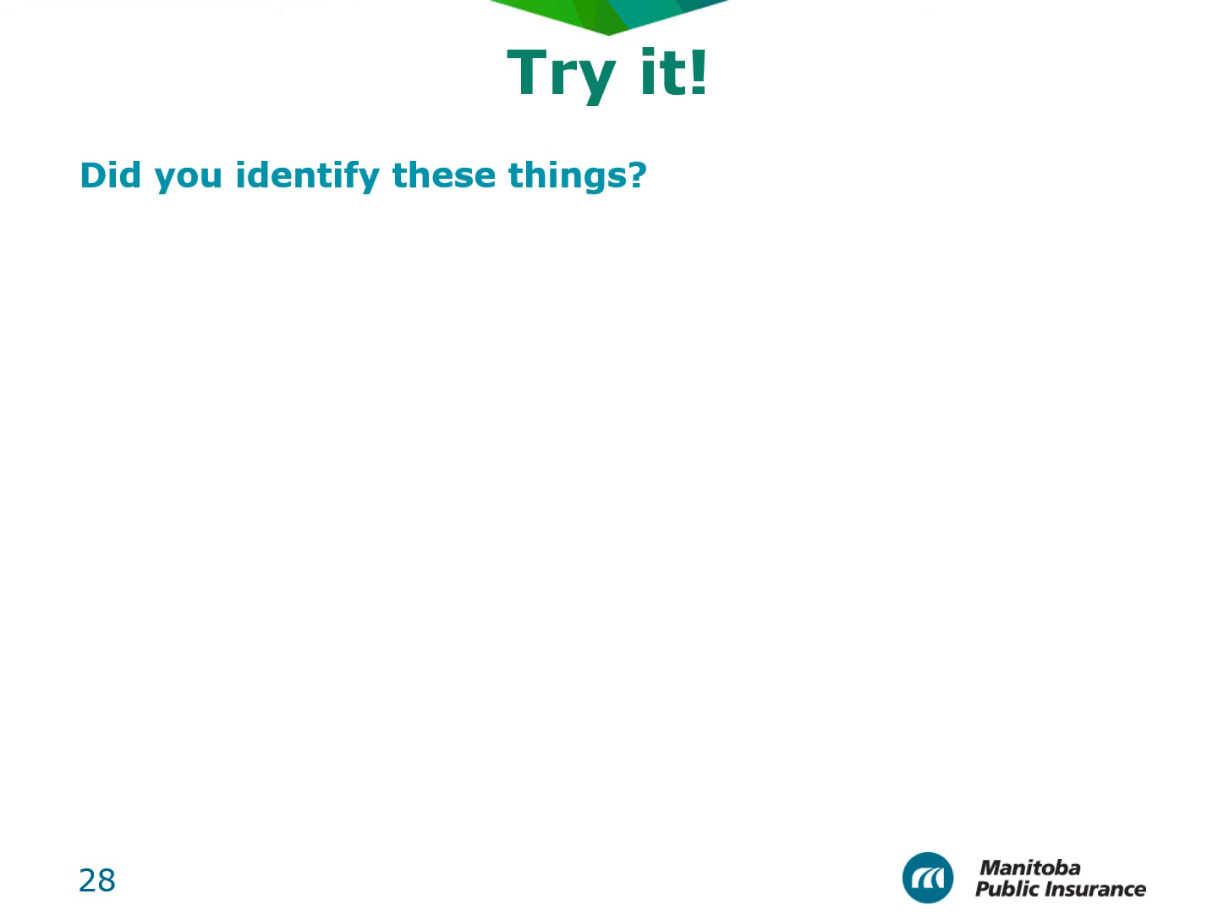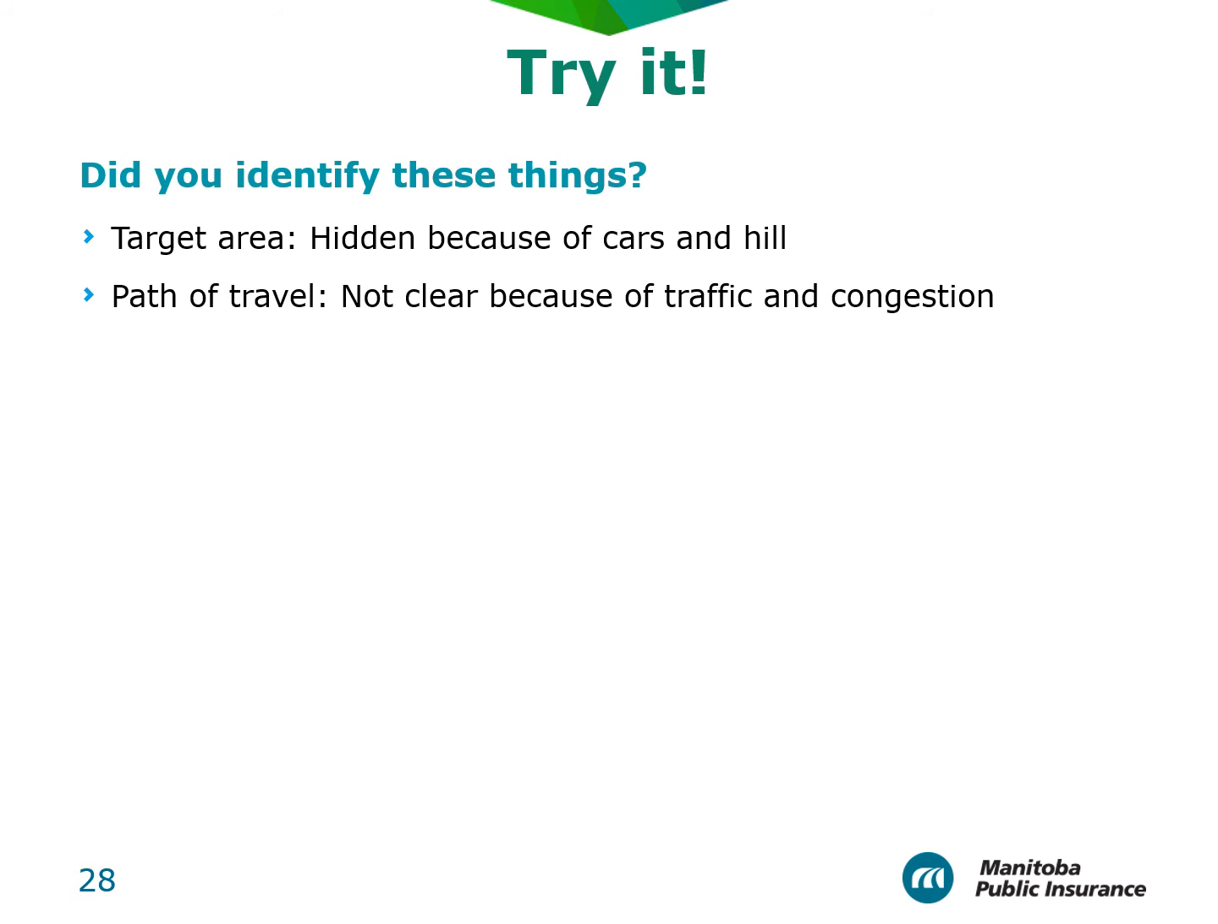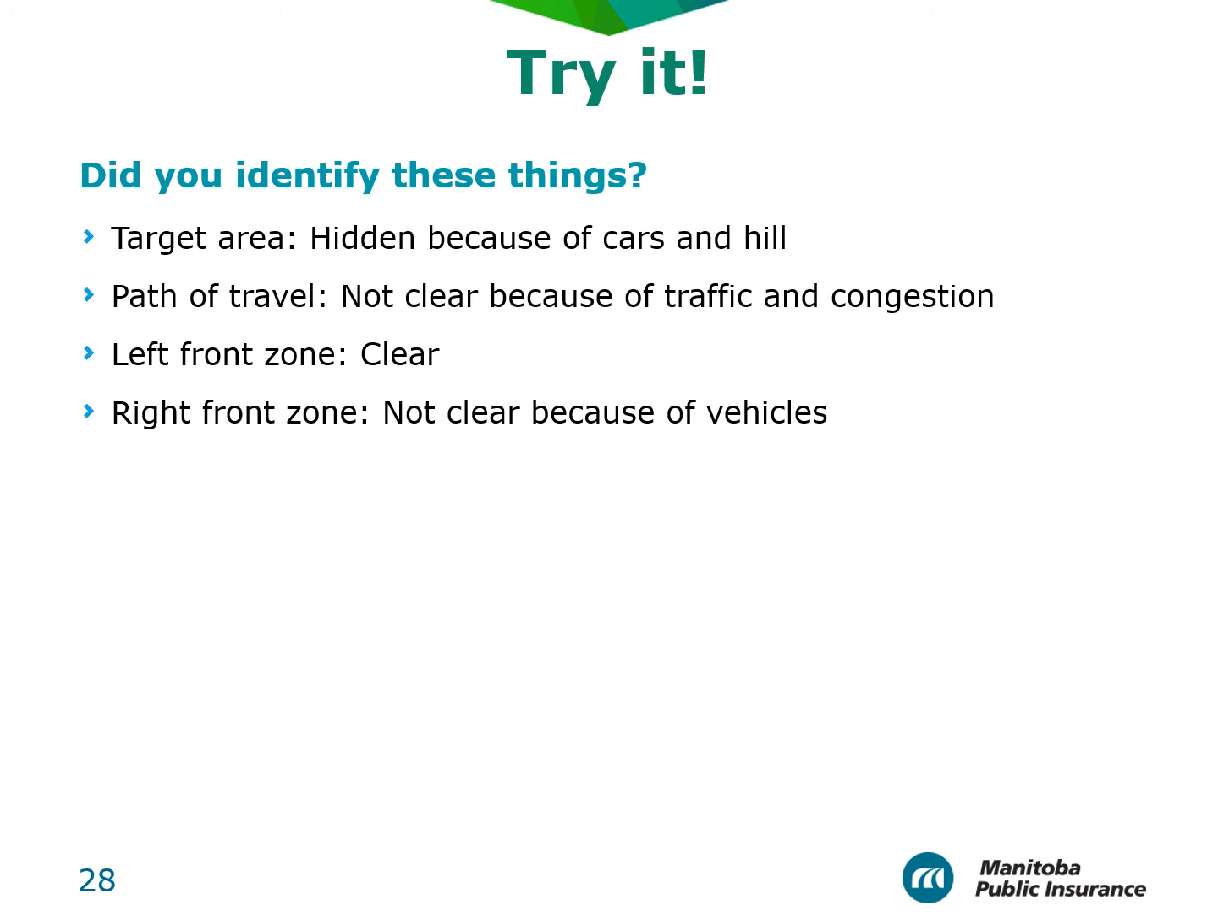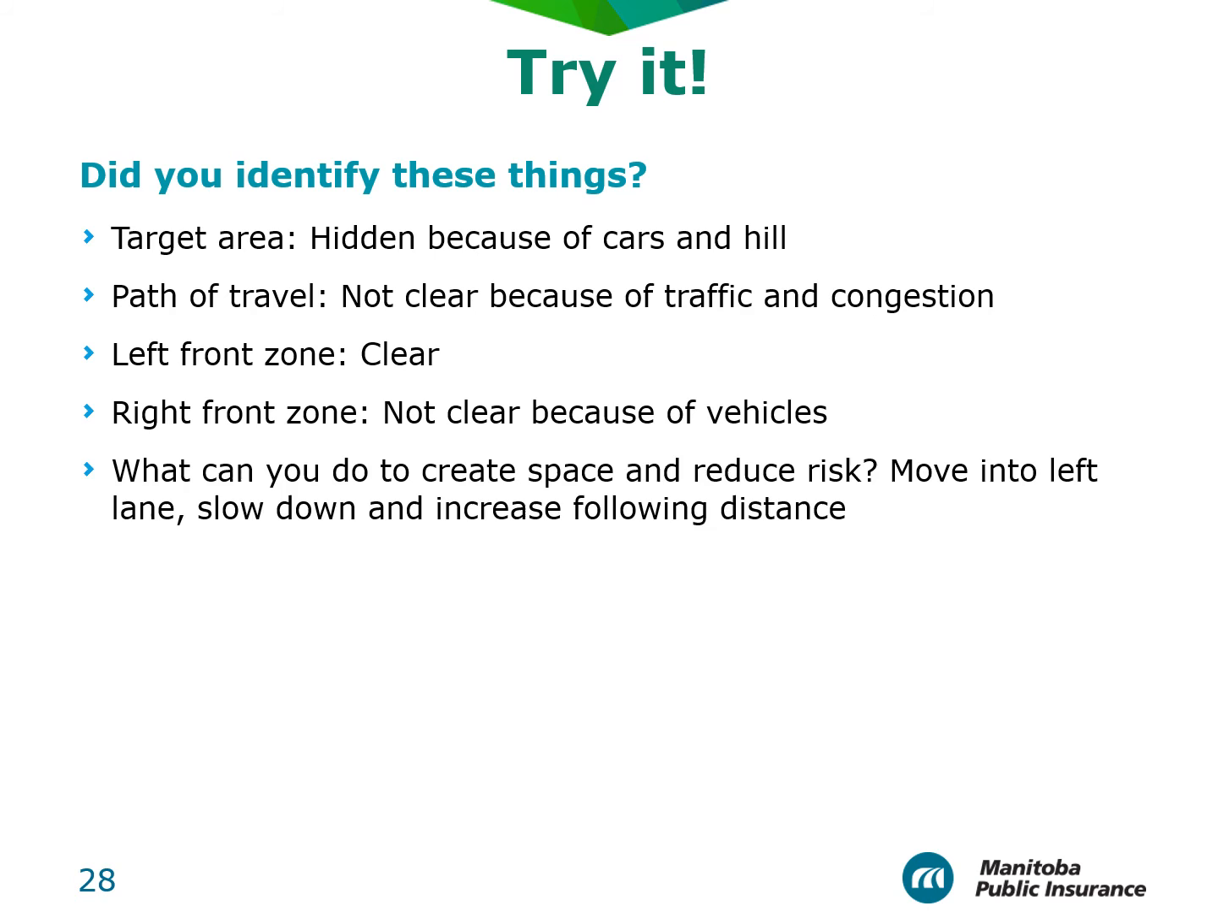You should have identified that the target area was hidden by a hill and other vehicles. The path of travel is not clear because of the traffic. The left zone is clear, and the right zone is not because of other vehicles. To create space and reduce risk, you would be best to move to the left lane, slow down, and increase your following distance.